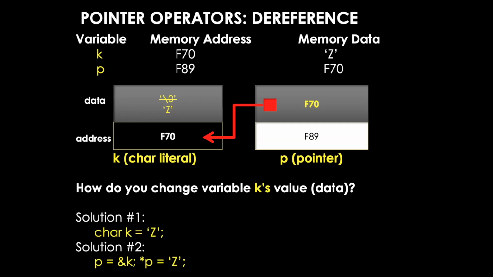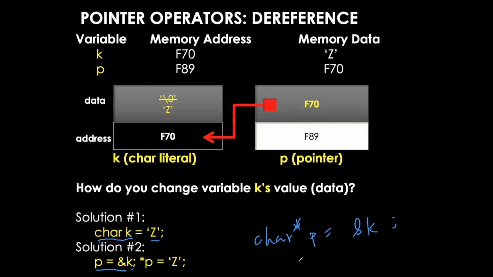The first option is the direct assignment, which is changing your value of K from 0 to Z. The second is to use what we call dereferencing. First of all, this requires the assignment of K's address. So this char pointer P is the address of K. This is what we did in the prior slides.